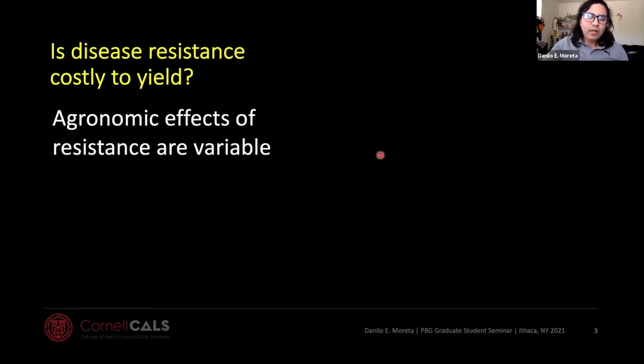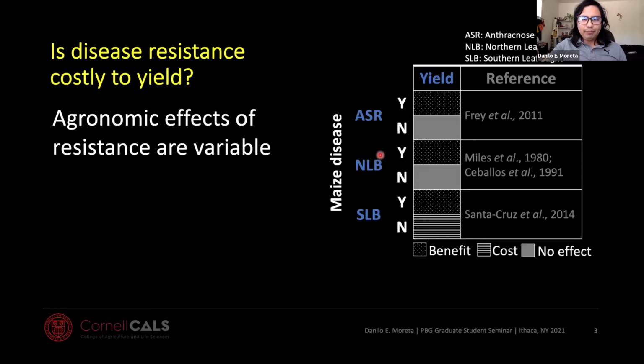Genetic resistance is an effective and sustainable disease management strategy, but it can be associated with yield cost or trade-offs. However, the agronomic effects of resistance, or maybe this relationship, is not universal because the agronomic effects of resistance are variable and must be studied on a case-by-case basis.